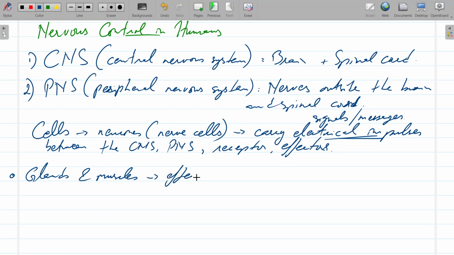Effectors act when they receive an impulse. Again, examples could be the secretion of saliva in your mouth, or the contraction of a muscle, or something else.